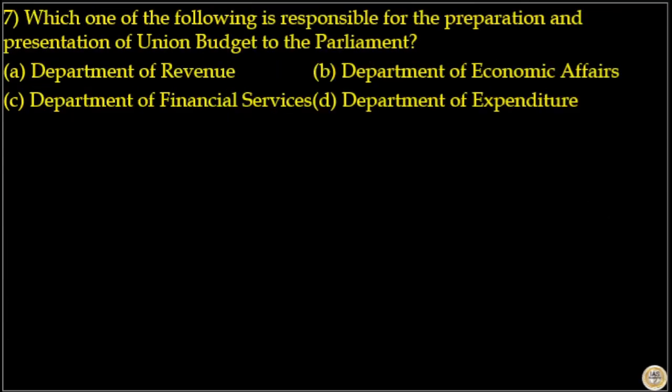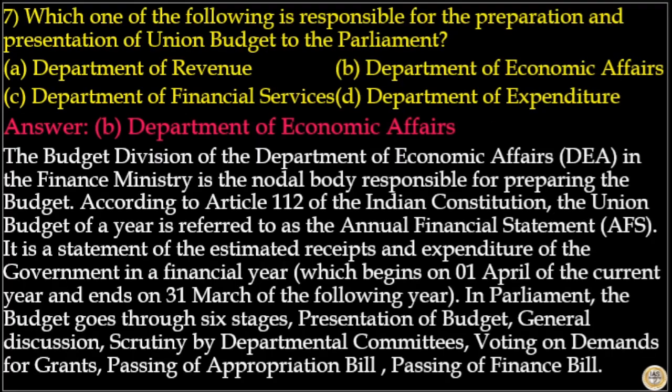Next is, which one of the following is responsible for preparation and presentation of Union Budget to the Parliament? Options are Department of Revenue, Department of Economic Affairs, Department of Financial Services, Department of Expenditure. The answer to this question is option B, Department of Economic Affairs.